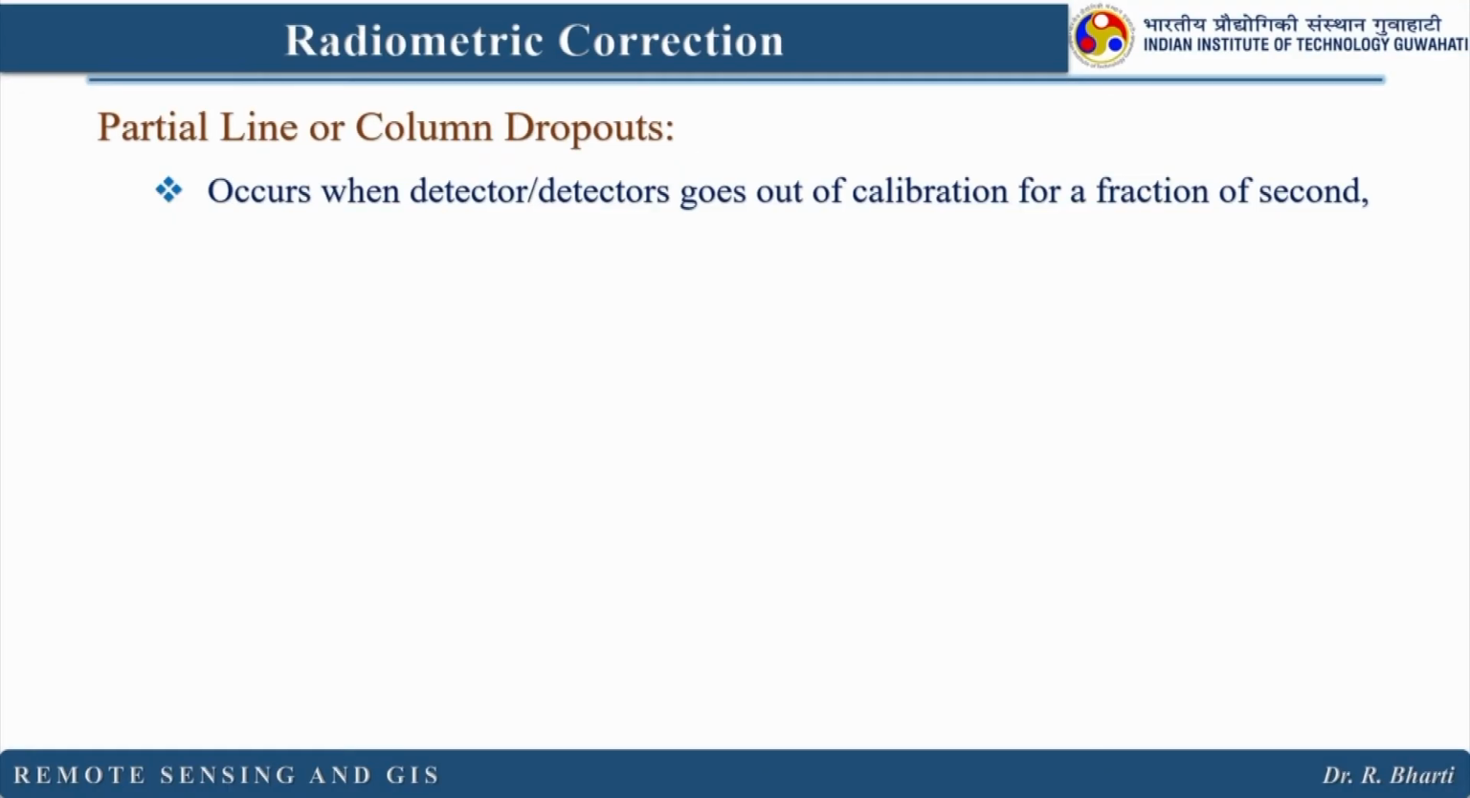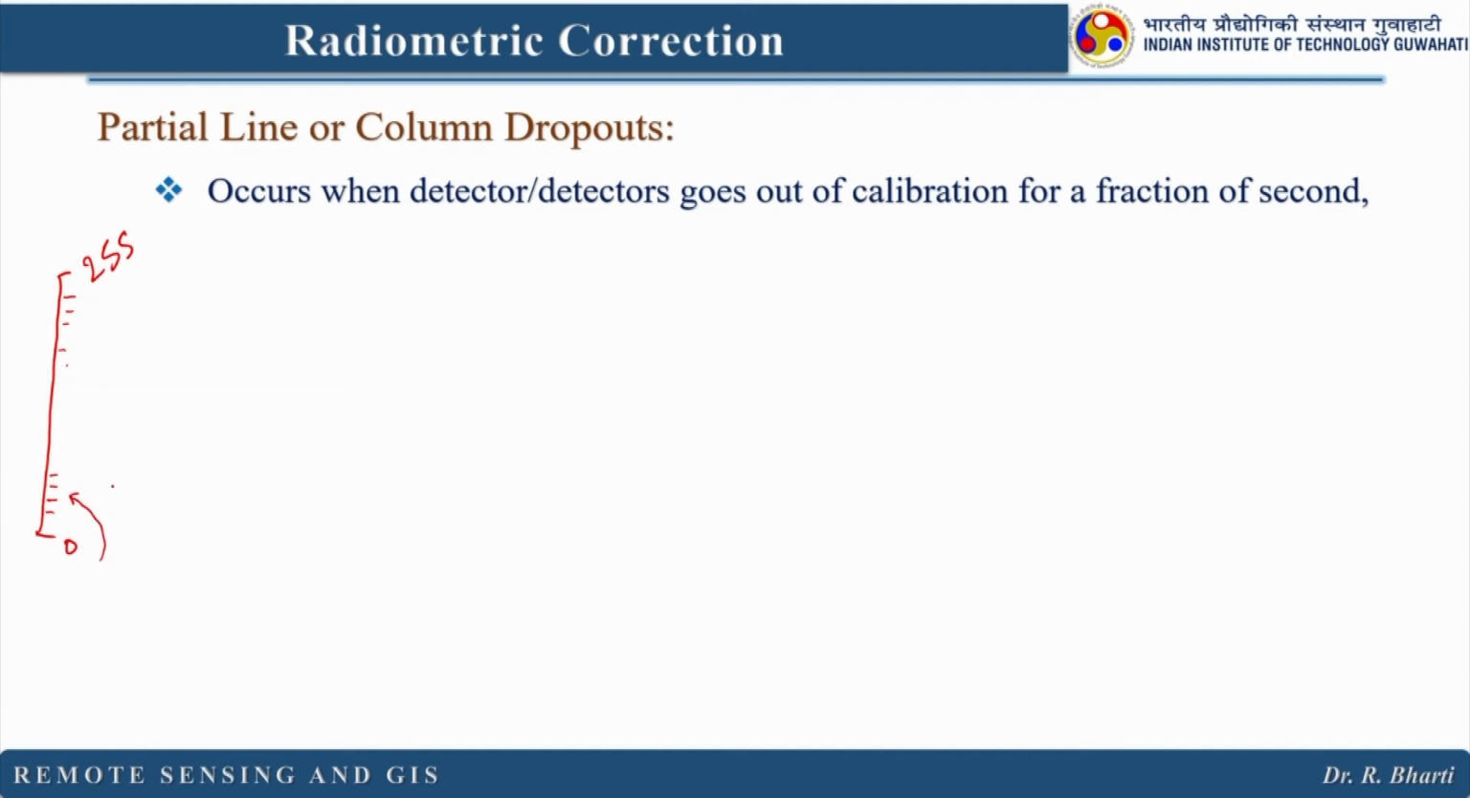It occurs when the detector or detectors go out of calibration for fractions of seconds. Here we are not saying that it has not recorded any value. We are saying that it has recorded, but that was not in the scale. Scale is basically when you are using a radiometric range. So this is 0 and this is 255. Energies which are very strong in nature will be assigned near this white pixel, and energies which are very low will be assigned here.